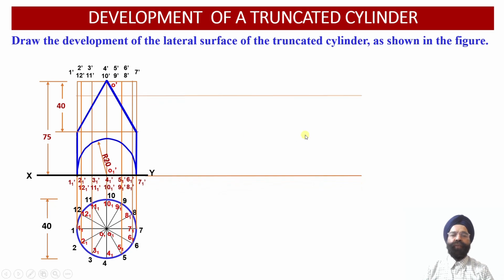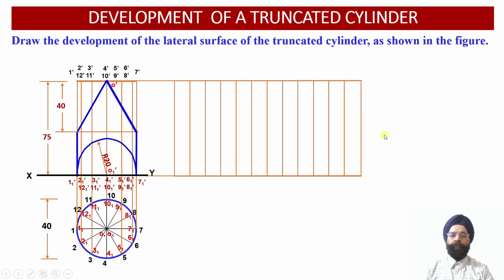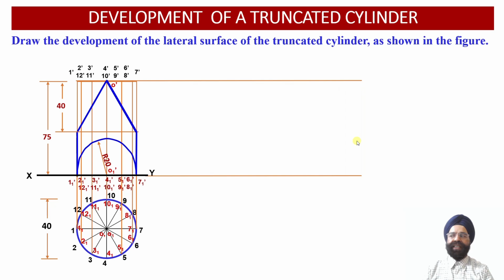So let us first of all obtain the development of the untruncated cylinder to begin with. Now we are going to make use of the parallel line development method in order to obtain the development of the lateral surface of this cylinder.